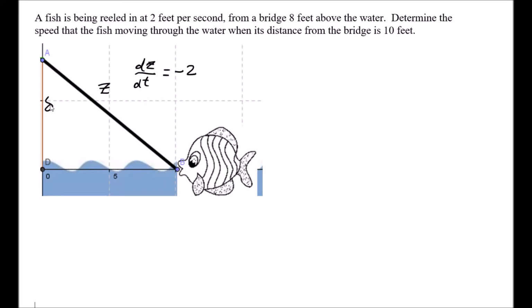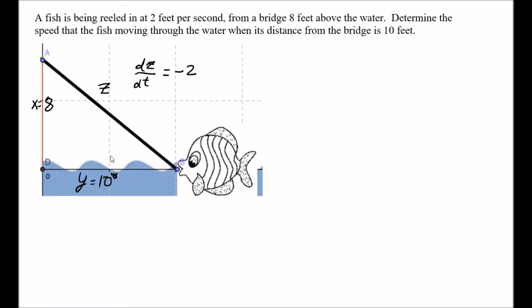I'm going to label that. Maybe I'll call this X, and I'll call the bottom, how about Y? And I'm interested in knowing how fast the fish is moving through the water when it is 10 feet from the bridge. I will label that 10. All right, let me get rid of that 5. It just looks distracting. It looks like 10 to the 5th there.